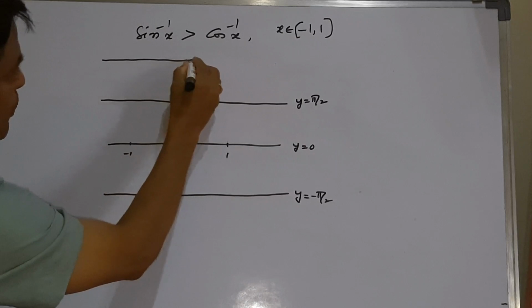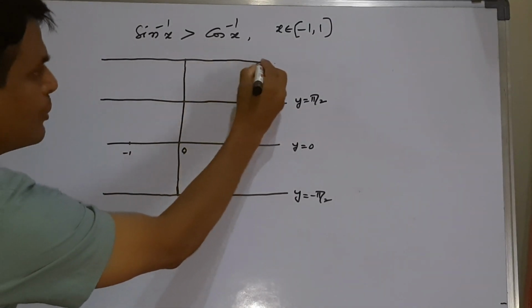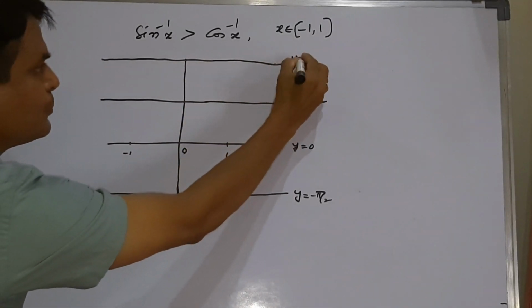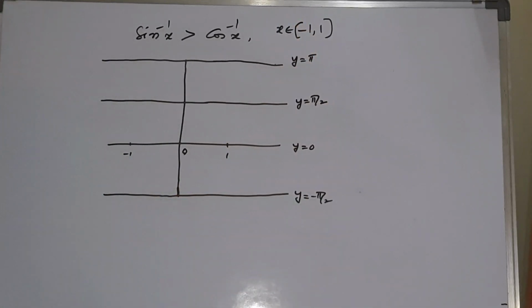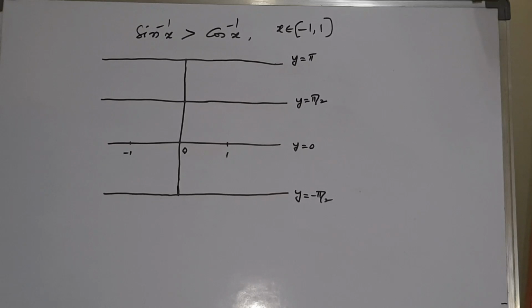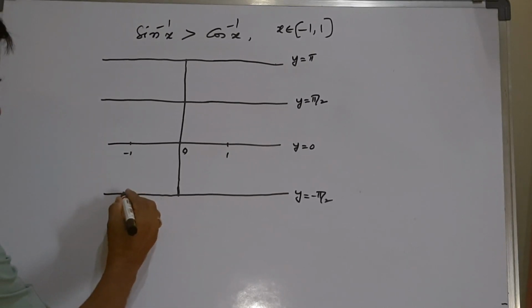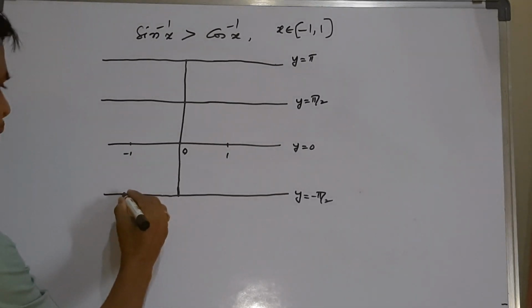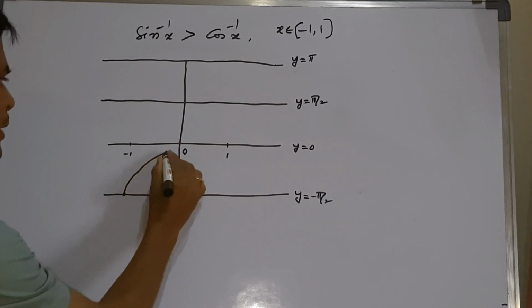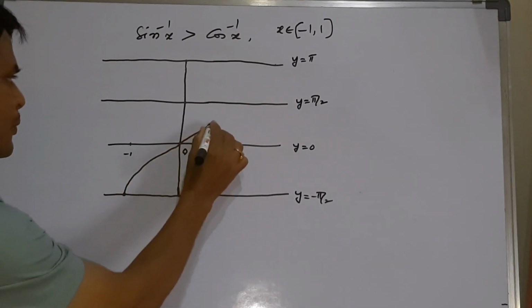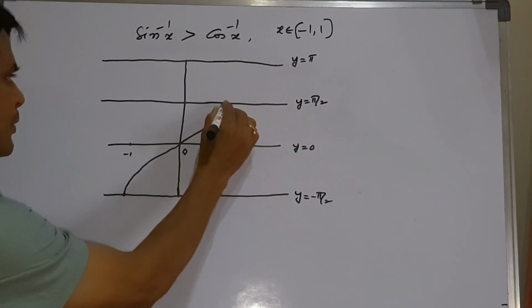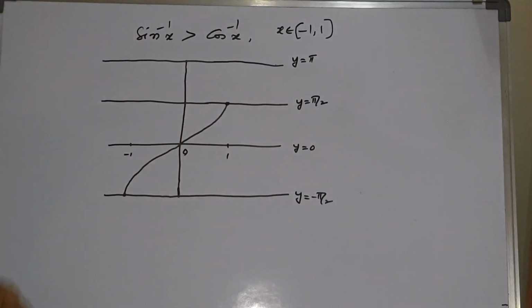So the y is equal to pi line also we are taking. Firstly, I want to make the graph of sin inverse x. So the sin inverse x graph we know already, we have done it. So it is clearly increasing and the range is lying between minus pi by 2 to pi by 2. Okay. Now coming to cos inverse x.